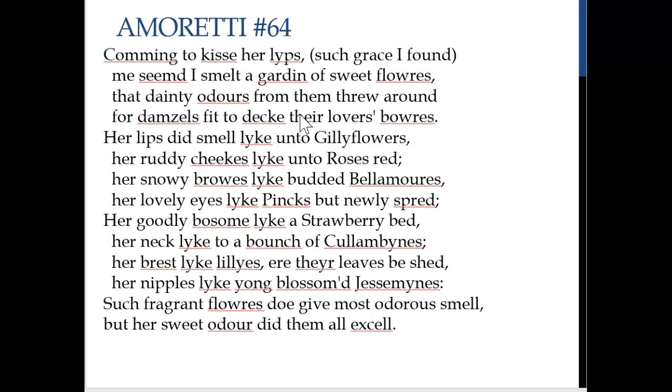"That dainty odors from them threw around for damsels fit to deck their lovers' bowers. Her lips did smell like unto gilly flowers, her ruddy cheeks like unto roses red, her snowy brows like budded bellamores, her lovely eyes like pinks but newly spread, her goodly bosom like a strawberry bed, her neck like a bunch of columbines, her breasts like lilies ere their leaves be shed, her nipples like young blossoms of jasmines."